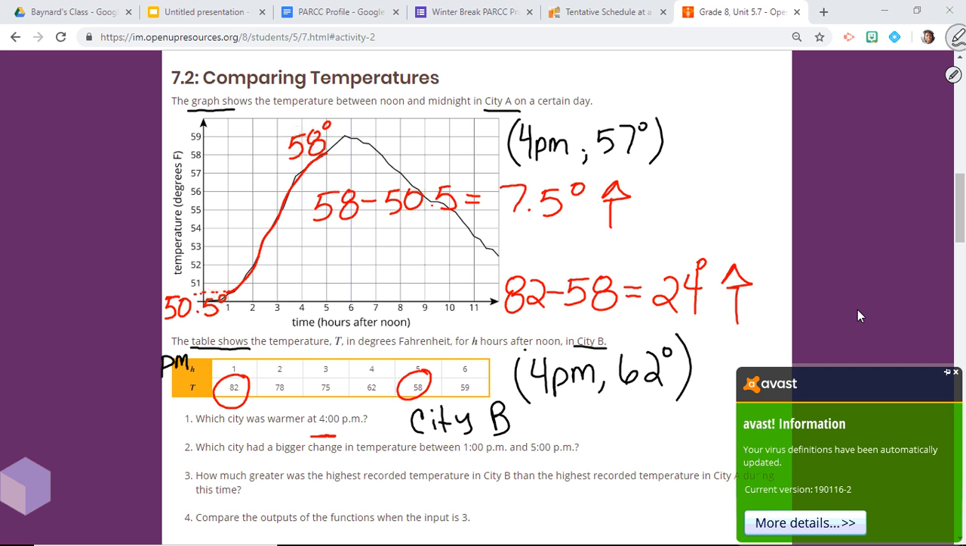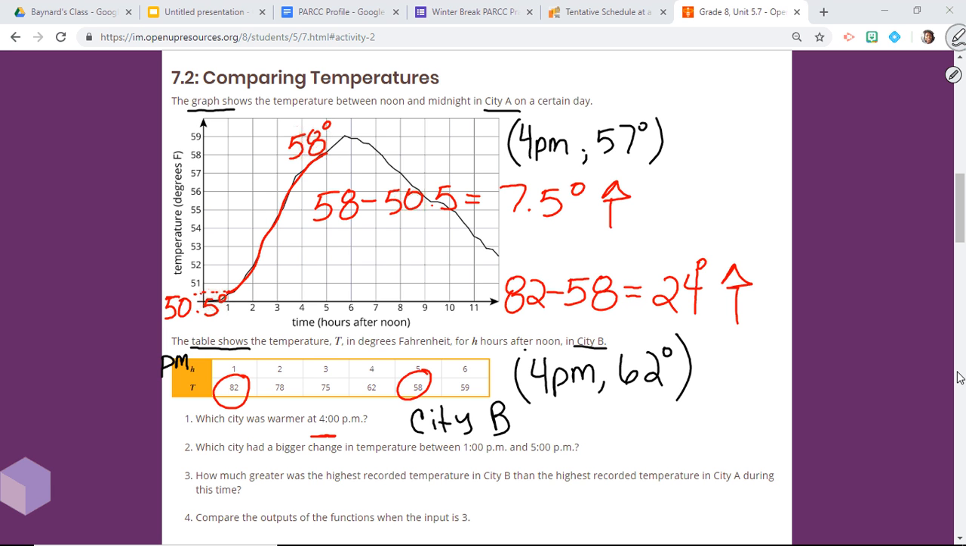So we can see that City A, based on the graph, only rose 7.5 degrees, and City B, from the table, changed by 24 degrees. So which city had the bigger change? It would be, again, City B has a bigger change. All right, let's move on to question 3.